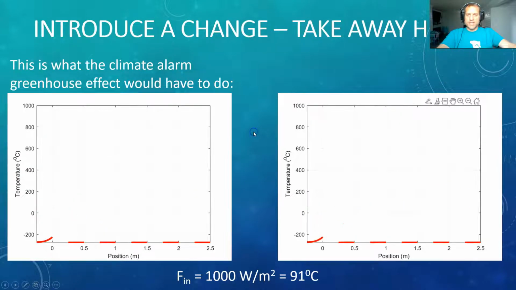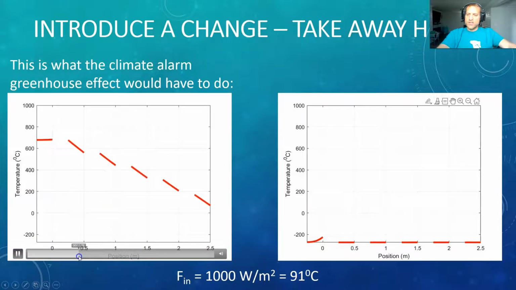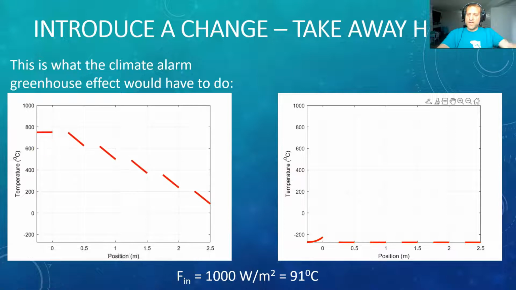So let's introduce a change, take away heat. So this is what climate alarm greenhouse effect numbers would have to do when you take away heat. So this thing is going to go up. I'll just fast forward. So it's going up, up, up to its maximum temperature. And then when it gets there, you take away the heat. So I just had in the program that you take away heat in the code for this. In the numerical computation, you take away heat. And what happens?